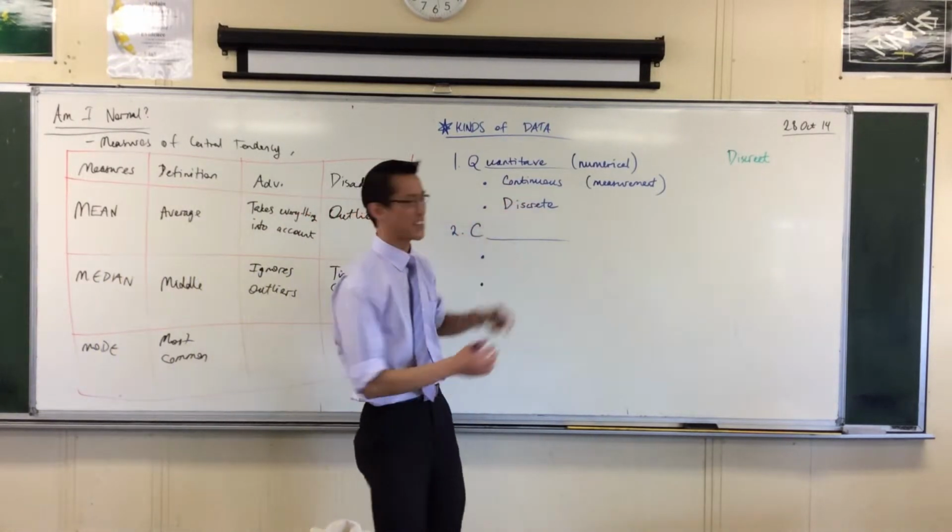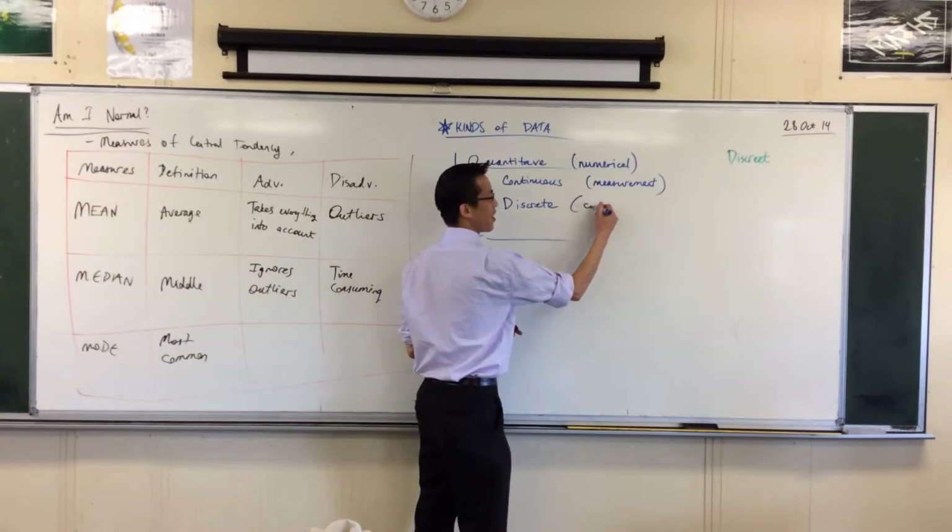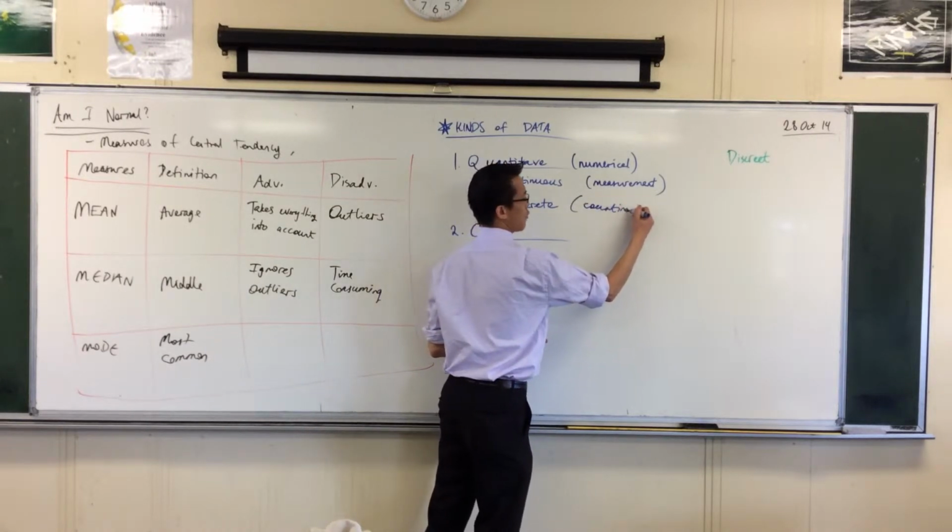So continuous data comes from measurement. Discrete data usually comes from counting.